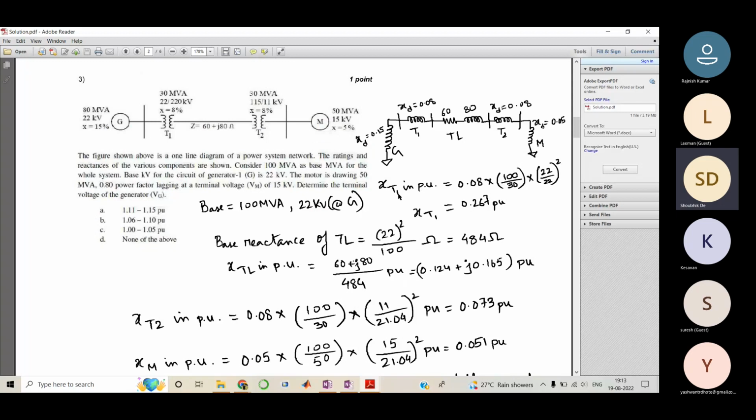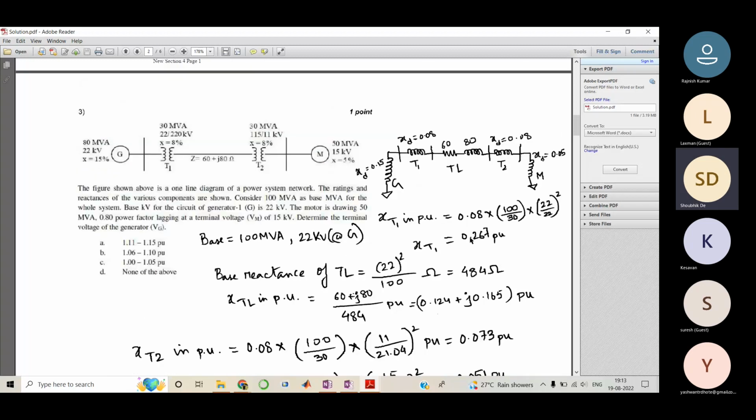So using the same formula again, we can calculate the per unit reactance of transformer 1, which is 0.08 into, the base MVA was 100 and this is 30, so 100 by 30 into 22. No problem with this. It came out to be 0.267.